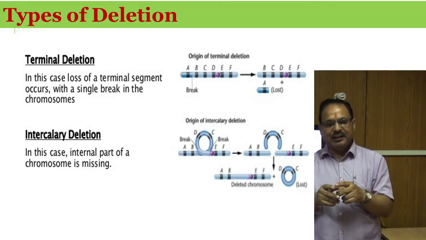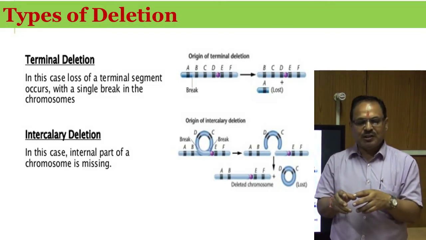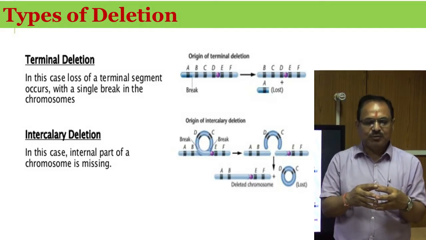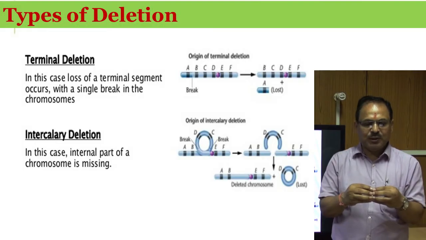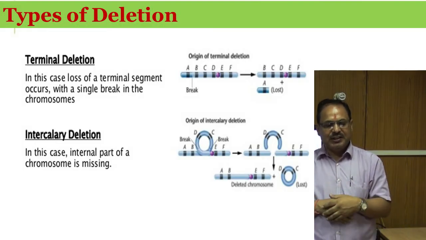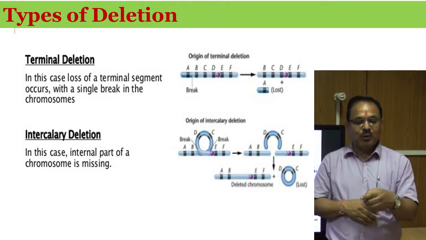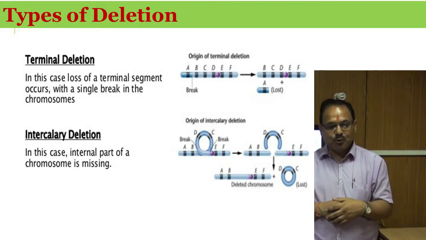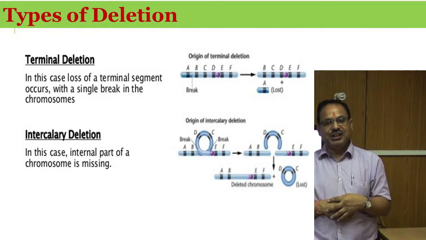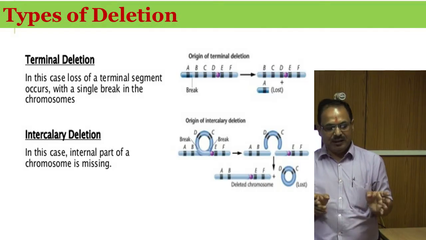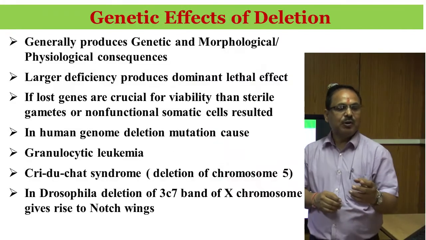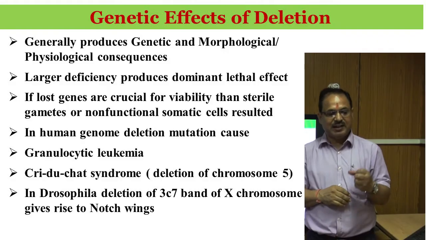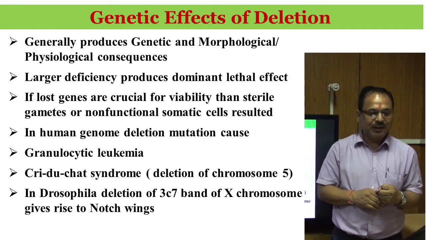And then ultimately that loop is lost, and the remaining chromosome parts join together, and you can see the resulting deleted chromosome having only A, B, E and F genes, but the chromosome segment which carries the C and D genes is lost. Some of the genetic effects of deletion, as we already said, are very vital, particularly for human beings.